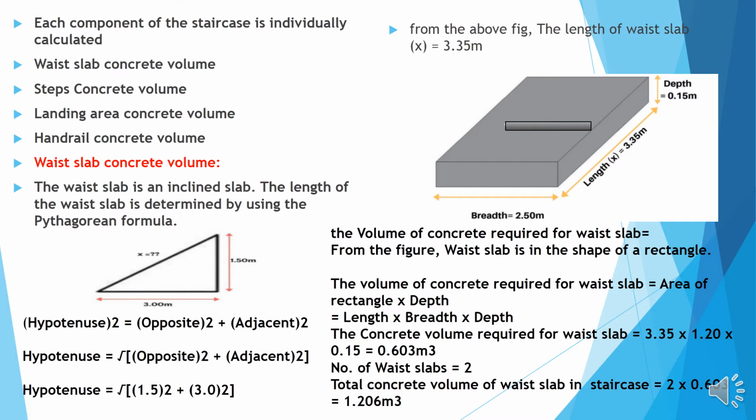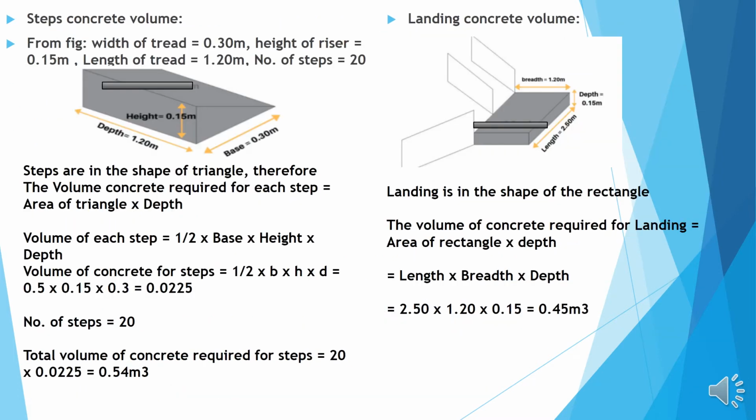Number of waist slabs is equal to 2. So total concreting volume of the waist slabs in the staircase is equal to 2 into 0.603, which makes 1.2 cubic meter. See, from the below figure, the width of the tread will be 0.3 meter, height of riser will be 0.15, length of the tread is 1.2 meter, number of steps is equal to 20.